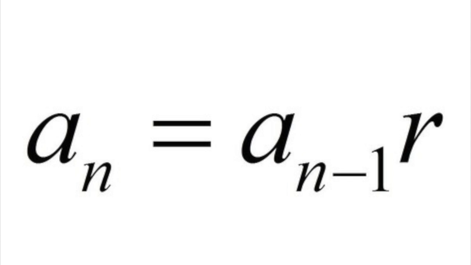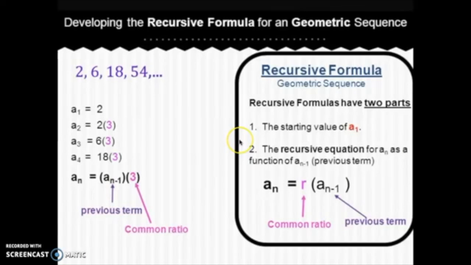This is the geometric recursive formula. In this formula, a of n stands for the term that you're trying to find in a sequence, a of n minus 1 stands for one term before the term you're trying to find, and r stands for the common ratio. Here's an example of developing a recursive formula from a given geometric sequence.